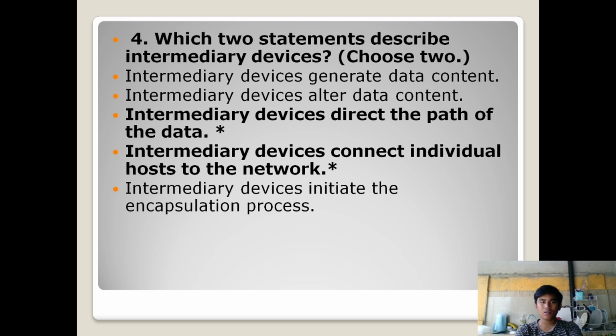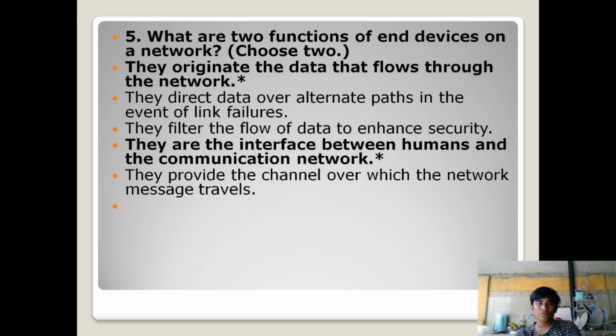Which two statements describe intermediary devices? Choose two. My answer: intermediary devices direct the path of data, and second, intermediary devices connect individual hosts to the network. Question number 5: what are the two functions of end devices on a network? Choose two. The answer is they originate the data that flows through the network, and second, they are the interface between humans and the communication network.